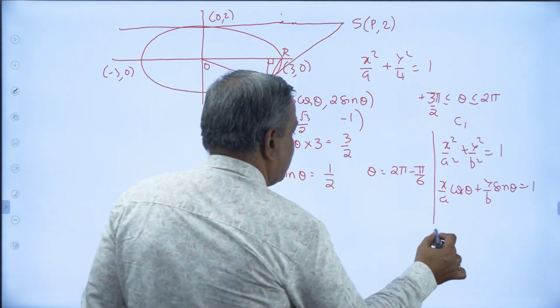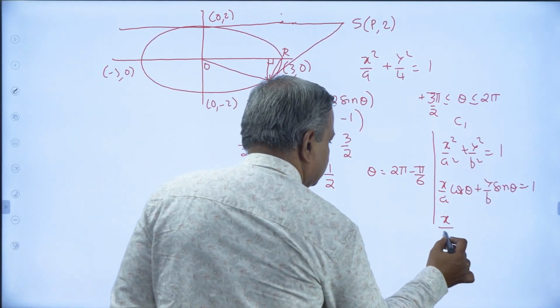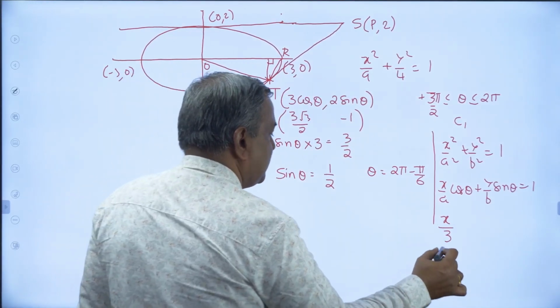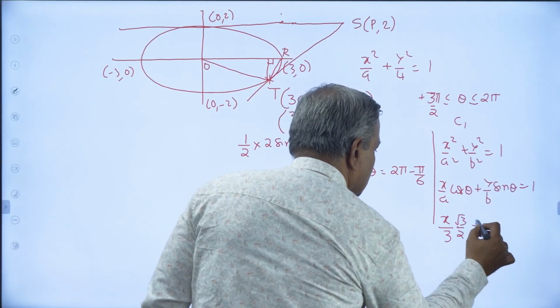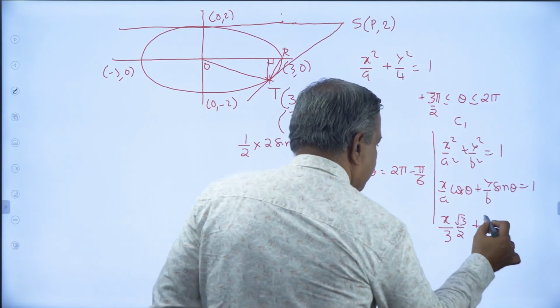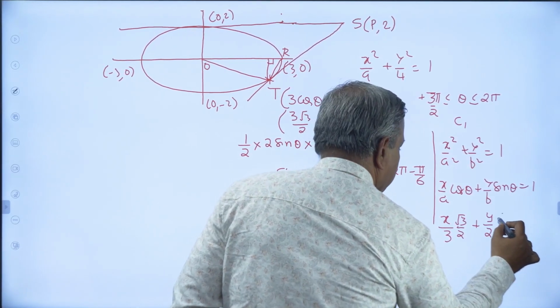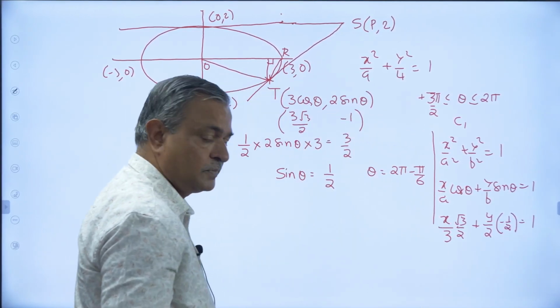So what will be the equation of the tangent then? x by a, a is 3 here, and cos of 2 pi minus pi by 6 gives root 3 by 2. Plus y by b, sorry, what is b? 2. What is sin theta? Sin theta is minus 1 by 2. Is equal to 1.